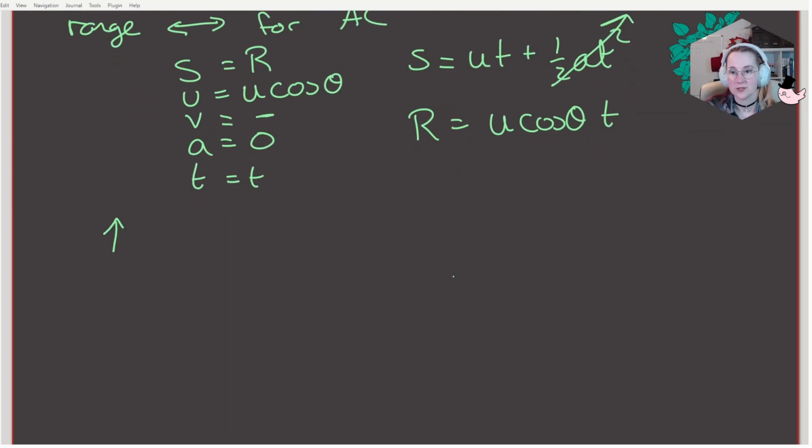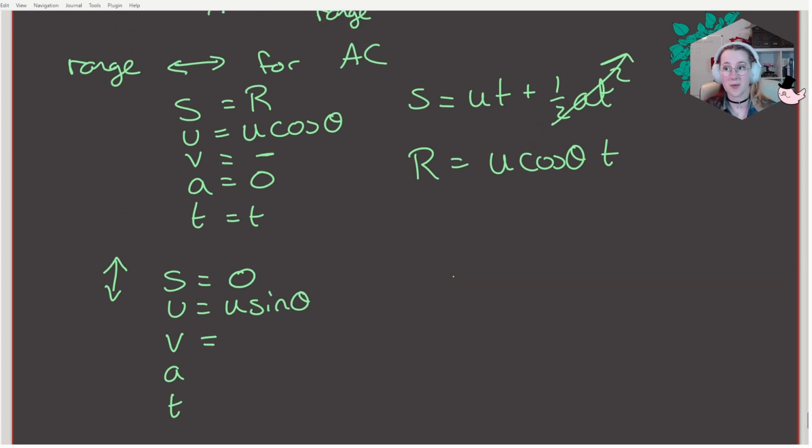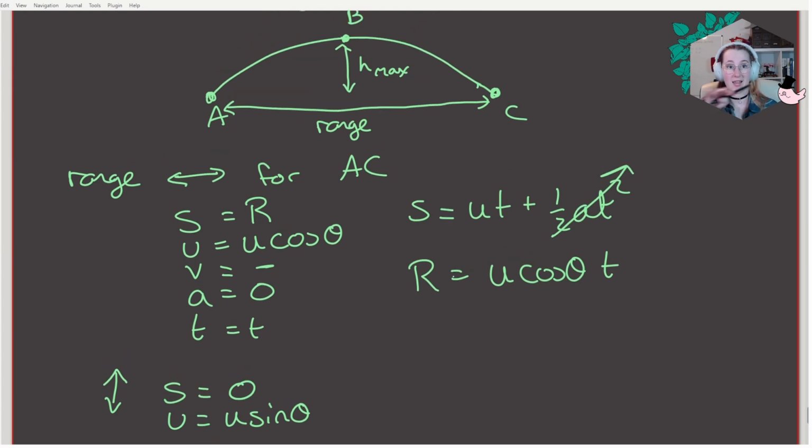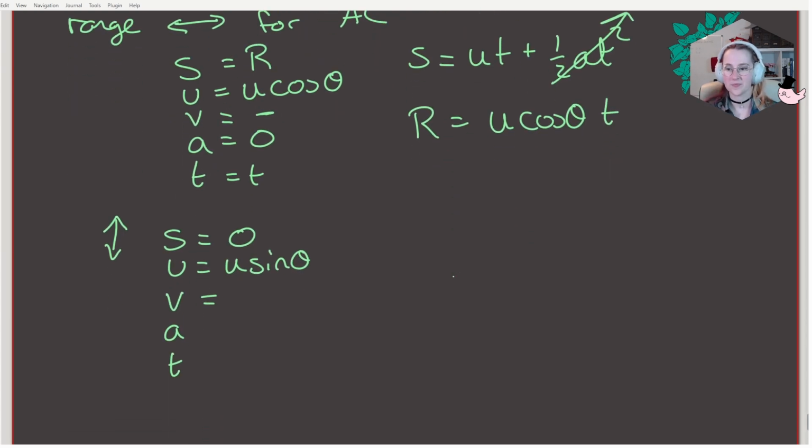So let's now look vertically to see if it helps. This is now u sine theta. This is now 0, right? Because we're going from A to C, and I'm saying those two are on a flat plane. We actually have 0 displacement in the vertical. Don't care about that. Minus g there, and t. So ut plus half at squared.